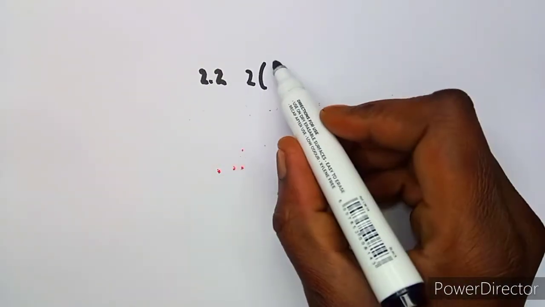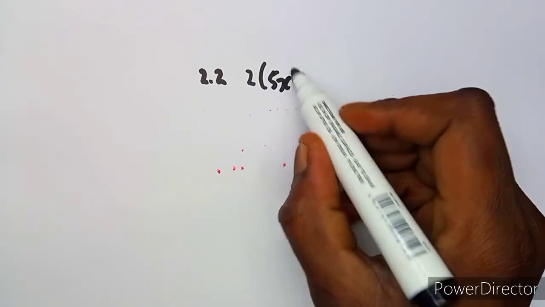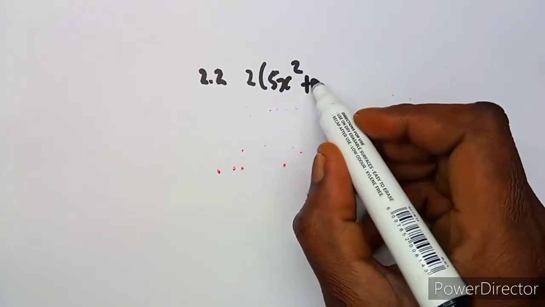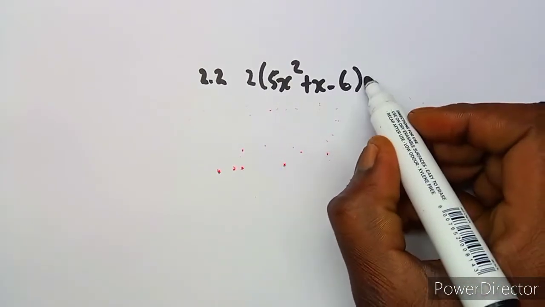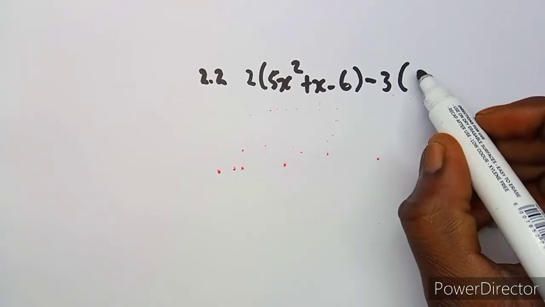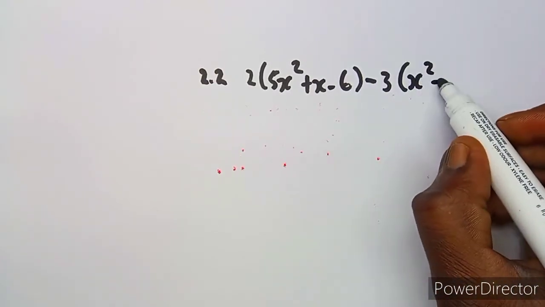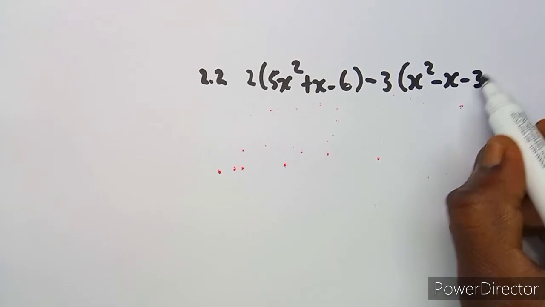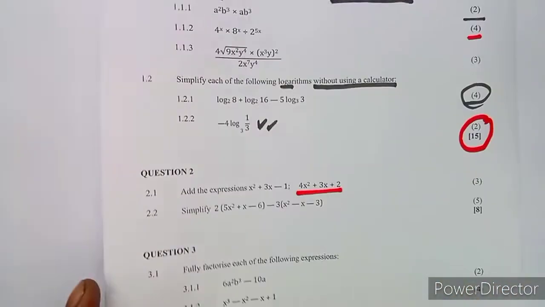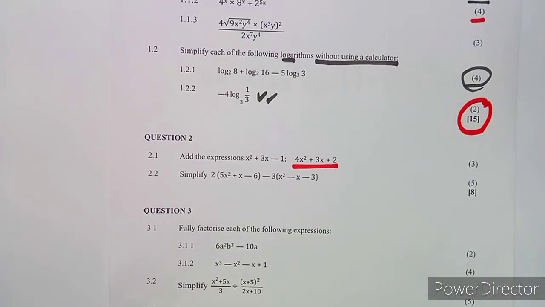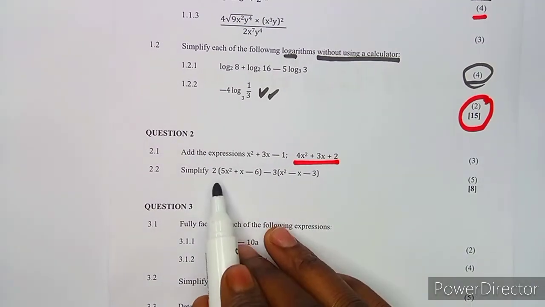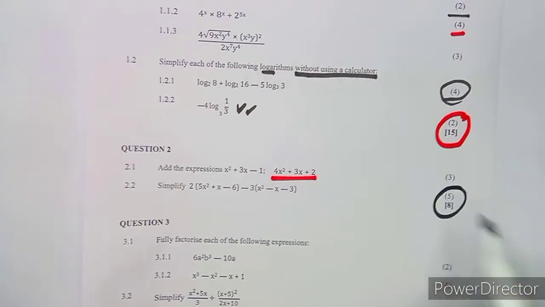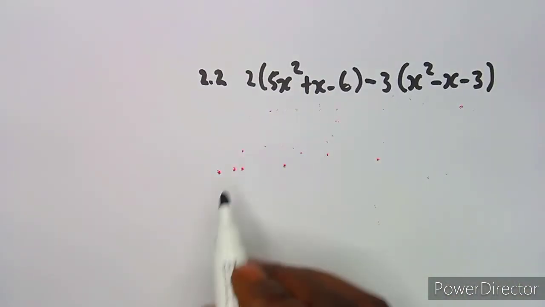That's 2 into 5x squared plus x minus 6, minus 3 into x squared minus x minus 3. All right, so that's the concept that you're given in this case. So what you just need is to expand the brackets and simplify as far as possible. So that's it, guys, and you can obtain a total of these marks. This one was just given.